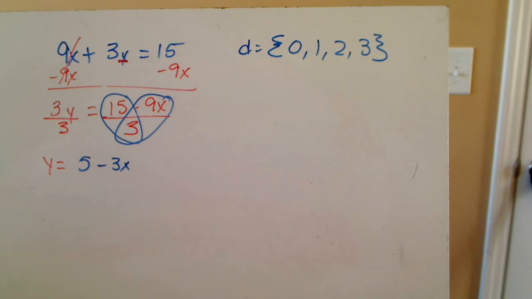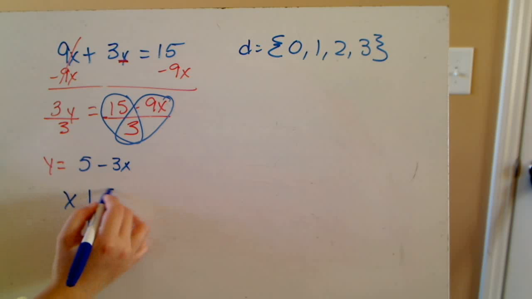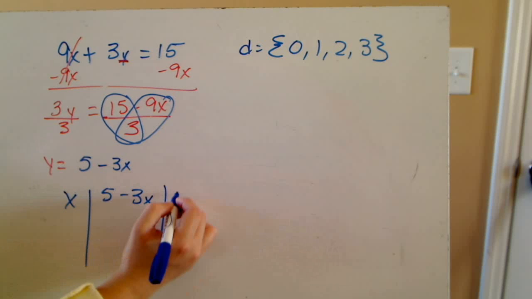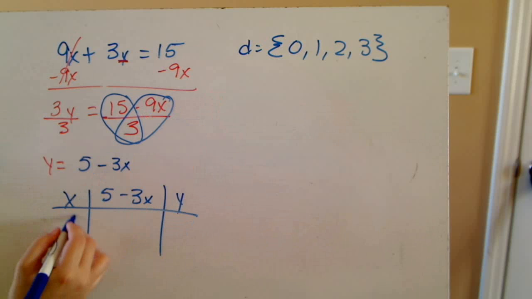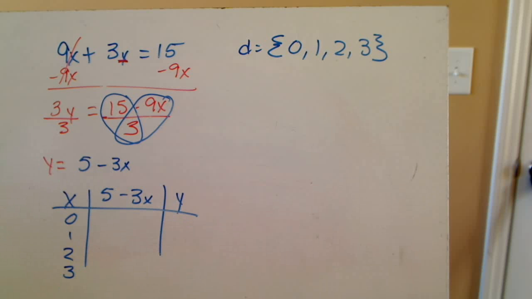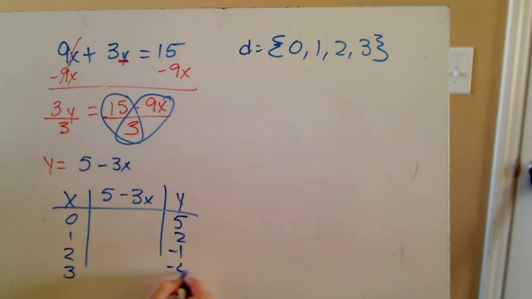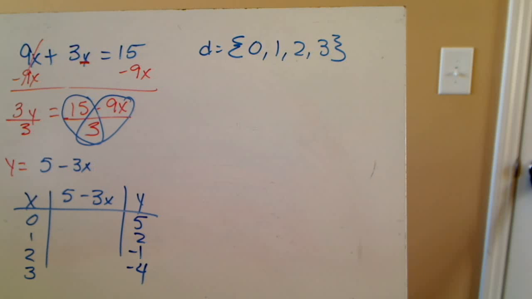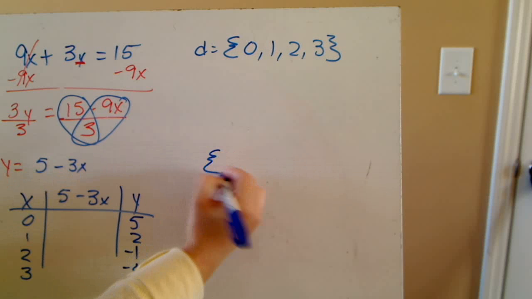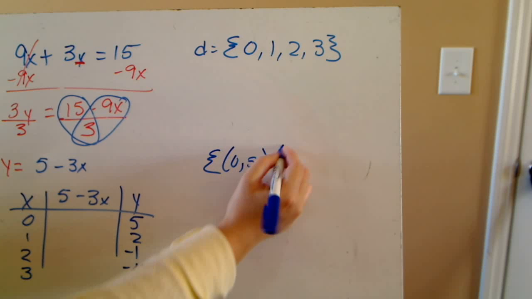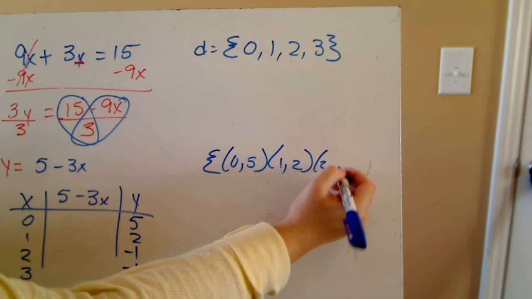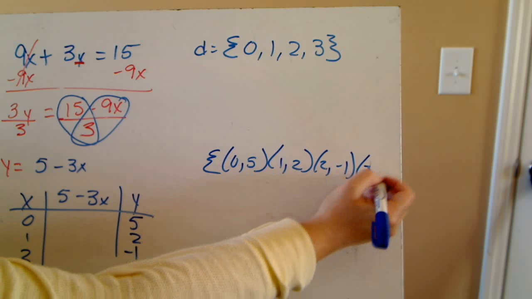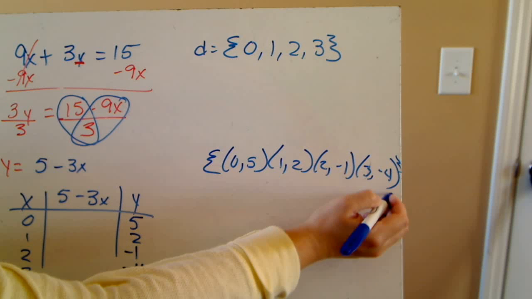So then you would just make a table, just like we did before, an X Y table, with the equation in the middle. Given the x values, 0, 1, 2, and 3, plug them in, and then you're going to get numbers on the end. I'm just going to do those really quick. 5, 2, negative 1, negative 4. So then your answer would be these 4 ordered pairs. 0, 5, 1, 2, 2, negative 1, 3, negative 4. And then close your brace, and I ran out of room.